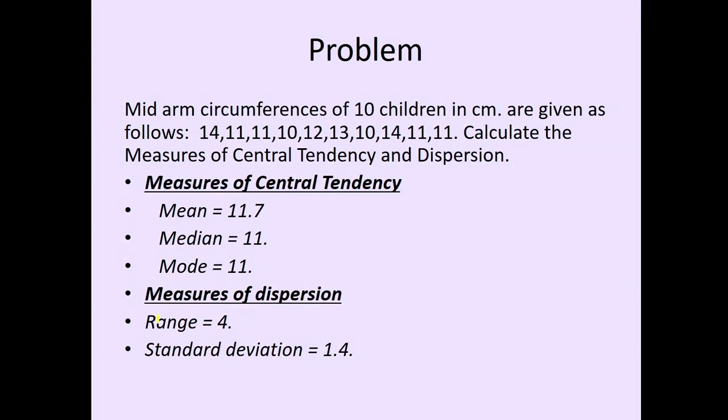Measures of dispersion: the range. The values will be between 10 to 14. The minimum value is 10, the maximum value is 14. So maximum minus minimum, 14 minus 10, will give 4. Standard deviation: we need to put the table and calculate with the formula sigma (x minus x bar) the whole square divided by n minus 1. Here, since n is less than 30.